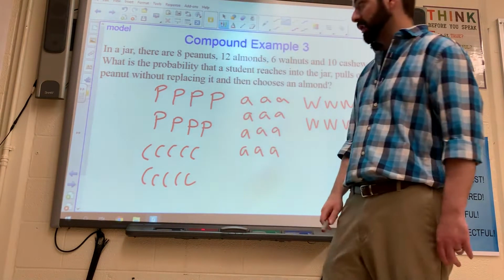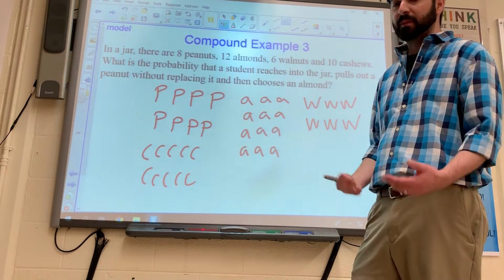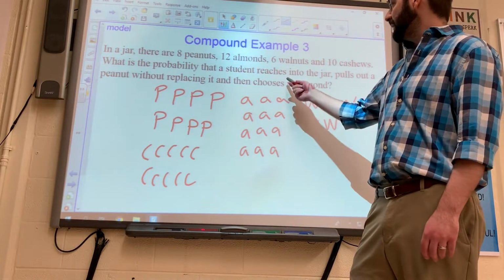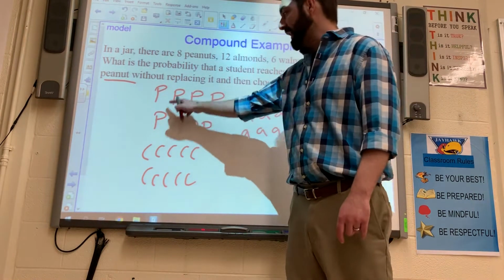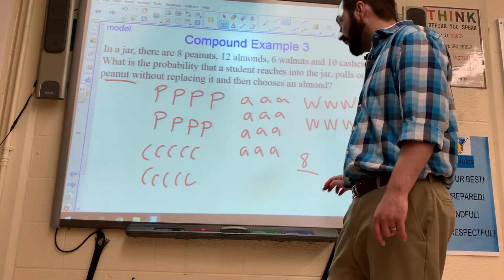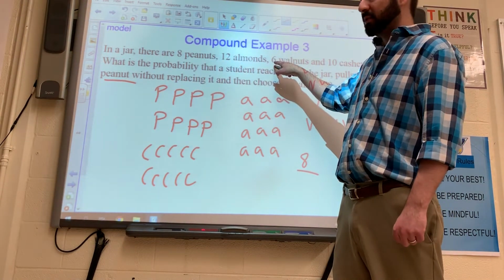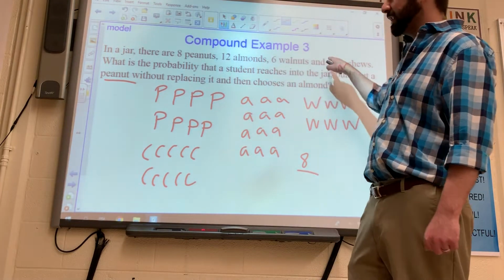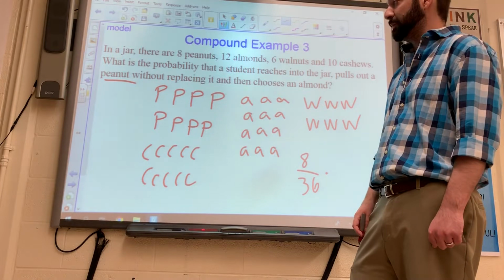Okay, now I can take a look at what they're trying to actually ask me in this question. Because once I have a strategy written down, the math really is not that hard. What's the probability that they reach into the jar and pull a peanut out? So let's take a look at the first event. Well, I have 8 peanuts, and I have to figure out my total. So I know that I have an 8 over, well, let's think. 12 plus 8 is 20, plus 6 is 26. 26 plus 10, 36. So we know we have an 8 in 36 chance of getting peanuts.